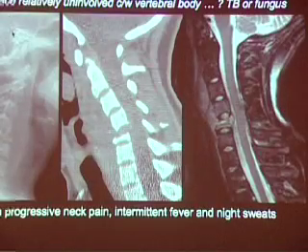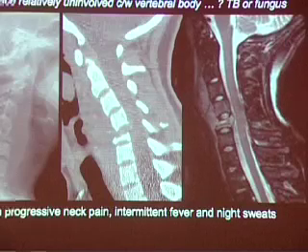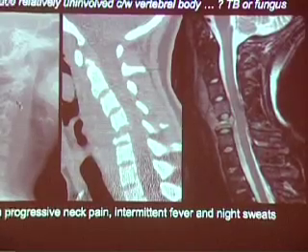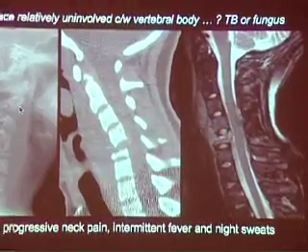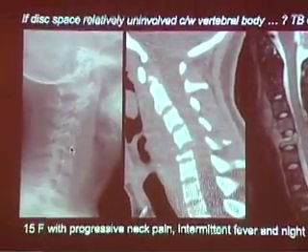If the disc space is relatively uninvolved compared with the vertebral body, you need to think about atypical organisms like TB and fungus. And here we have a 15-year-old girl who presented with progressive neck pain as well as intermittent fever and night sweats. Now, her initial lateral film of her C-spine, the bones looked funny, but it was hard to tell what was going on.